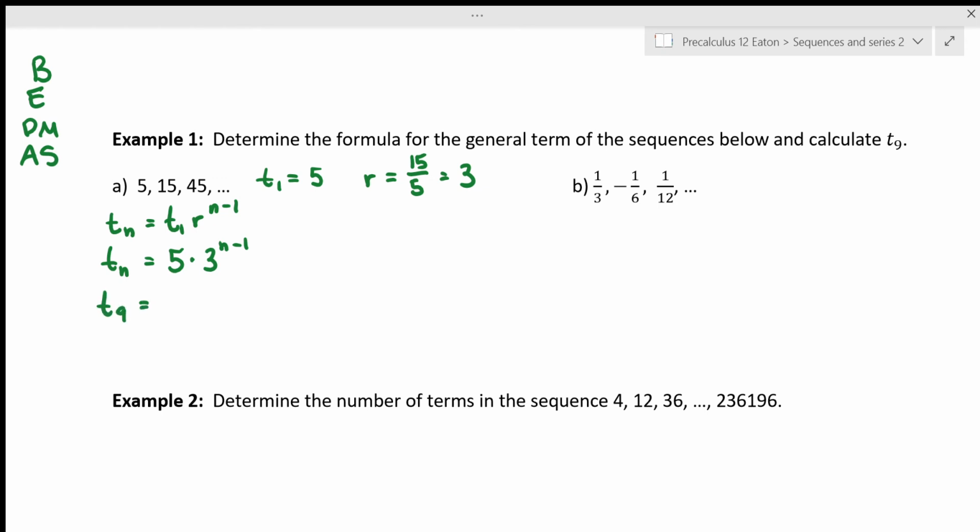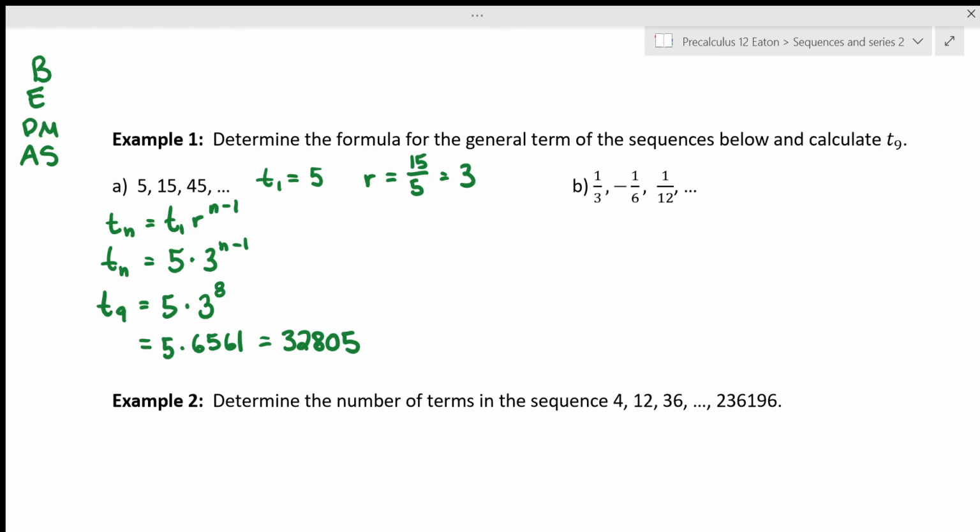So T9 is 5 times 3 to the power of 9 minus 1, so 3 to the power of 8. So using my technique, we're going to do 5 times whatever 3 to the 8th is, which your calculator will tell you is 6561. And that's going to give us a final answer of 32,805. Okay, so we do have to be careful about order of operations there.